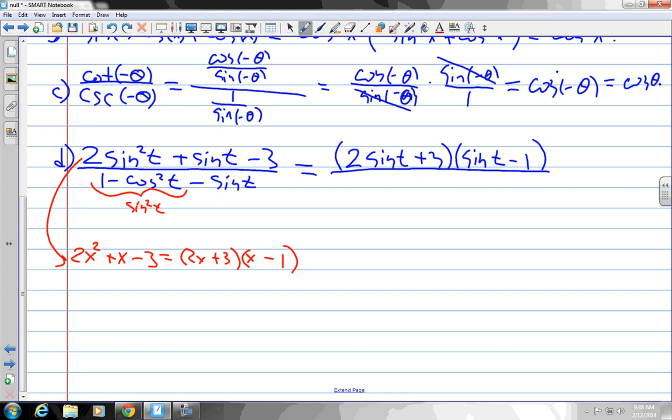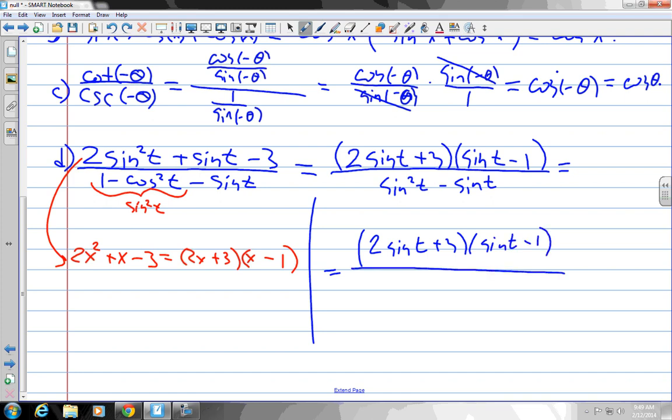While in the denominator, it is sine squared minus sine. So I can also do some factoring in the denominator. Yeah, I can pull a sine out of the denominator. If I factor out the sine, it's sine t times sine t minus 1.